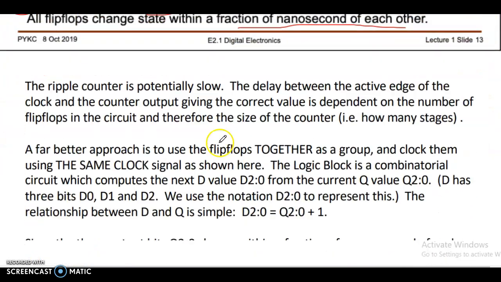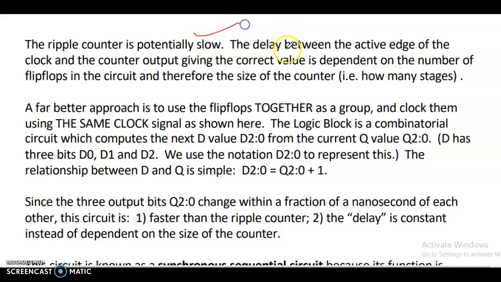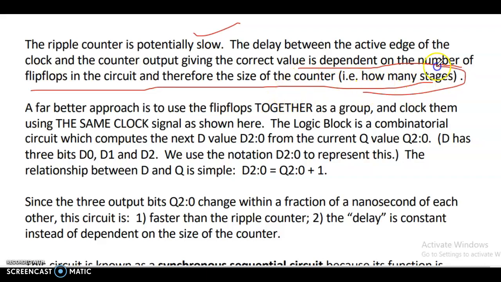The ripple counter is positively slow. The delay between the active edge of the clock and the counter output getting the correct values depends on the number of flip-flops in the circuit, and therefore the size of the counter, that is, how many stages.